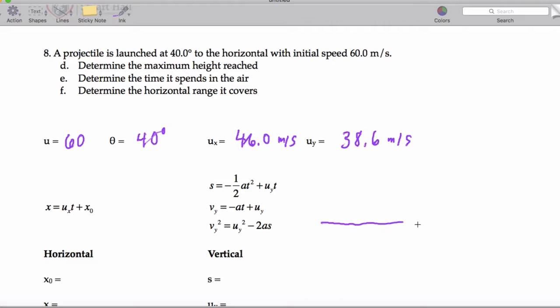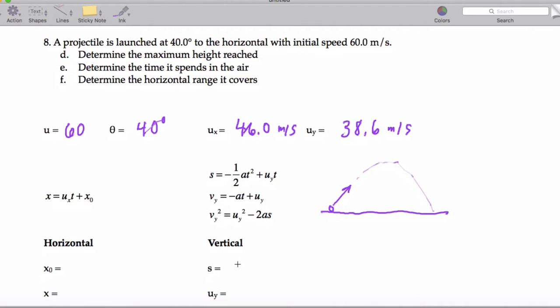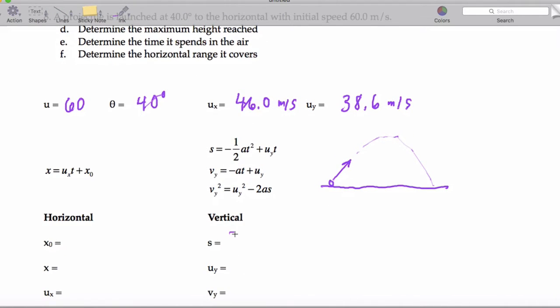So just continuing, let's go ahead and label out what's going on. I want to illustrate again with a picture. So we're launching this thing. It goes into the air, and then it lands. So S is unknown. That's the vertical height that it reaches. That's this right here. This total horizontal distance is x. This is x naught right there. So that's really the answer to F. This is the answer to part D.